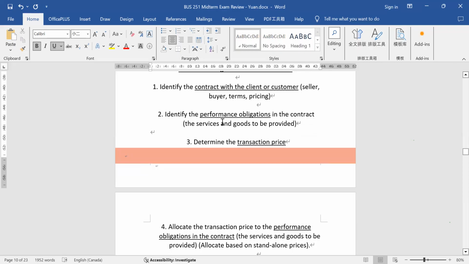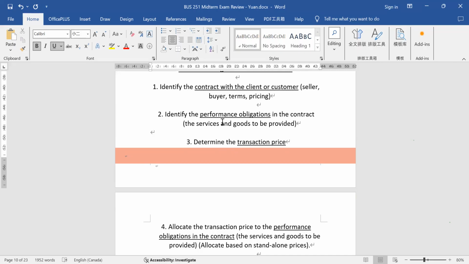This could be a bit tricky because, for example, some of the services are bundled up together. Like when you sell a car, at the same time, you sell the insurance to the customer.